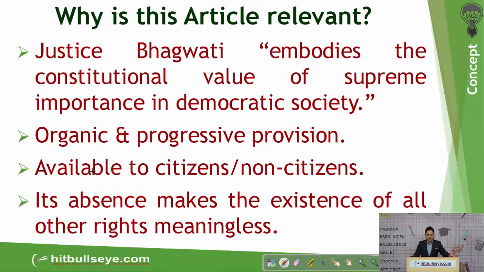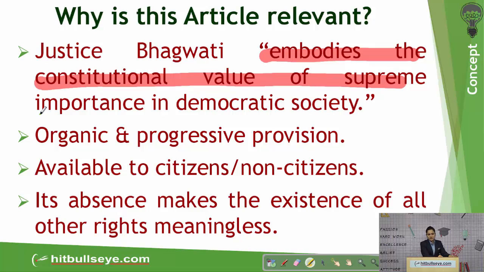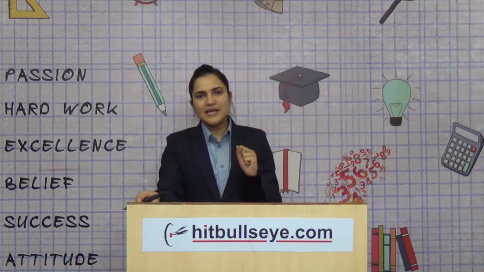Let us quote Justice Bhagwati and see what he had to say about the sanctity of this article. He says, Article 21 embodies the constitutional value of supreme importance in a democratic society. So from this quote we can understand really well how important this article is, because this article is the most basic article, and every other fundamental right, constitutional right or legal right can only add some value to this right, and in the absence of this right all other rights are going to be meaningless.